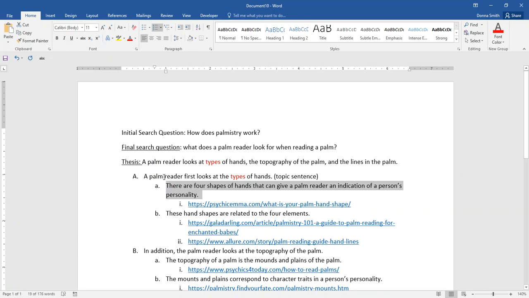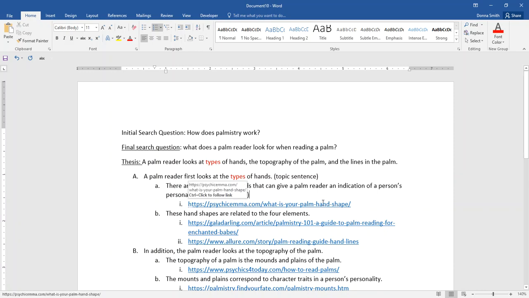So a palm reader first looks at the types of hands. And so my question to myself is, what do you mean? What are you talking about, types of hands? Well, here's my answer. There are 4 shapes of hands that can give a palm reader an indication of a person's personality. So this is generalization number 1.